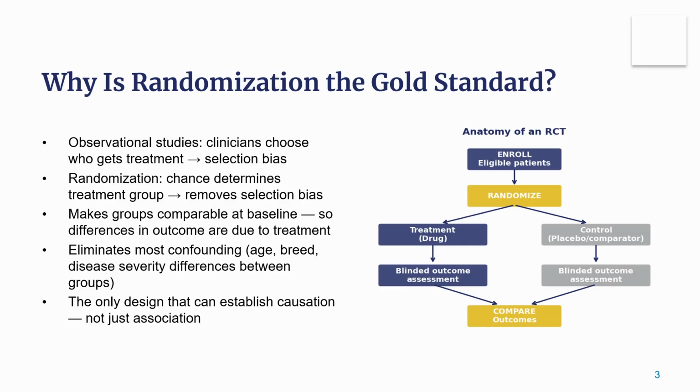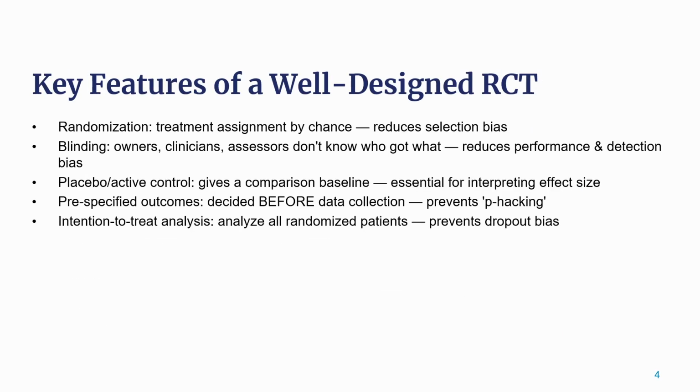The drug group and control group are built by chance, so on average, they look the same at baseline. Any differences in outcomes at the end of the study are then attributable to the treatment itself. It's the only design that lets us say the drug caused this outcome. Everything else can only show association. Let's walk through the key features of a good RCT.